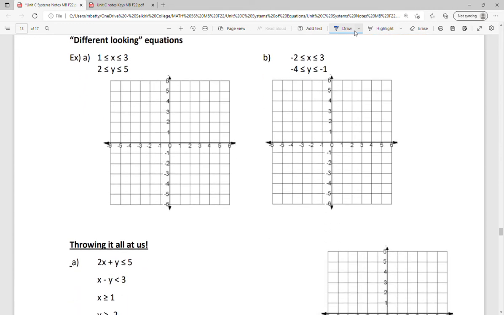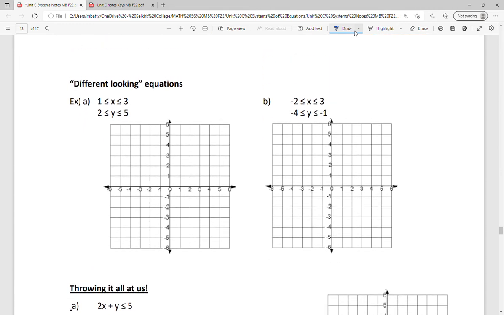The next two are different looking equations. And so we can have horizontal and vertical lines. We can have regions of x and y. And so really these are just different looking. And so we can have x values smaller than 1. So we'd have a line at 1. And we'd have a line at 3. Whoops, they are solid lines because there's an equal to sign with them.